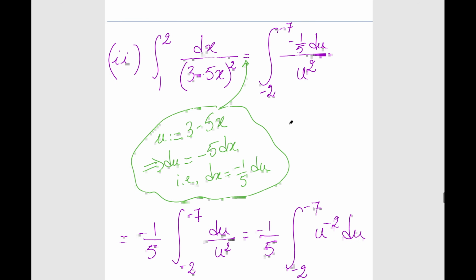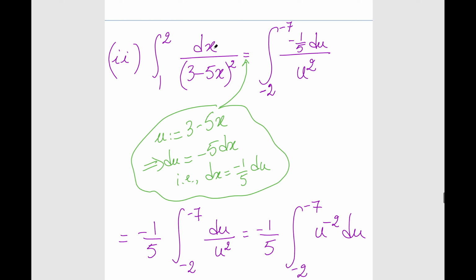By the way, I hope you realize that when x reaches its lowest bound, u is reaching its upper bound, because negative 2 is bigger than minus 7, right? And this is reasonable because the function is decreasing. Look at the substitution, 3 minus 5x, isn't it a decreasing line? So the lowest becomes the largest, and the largest turns out to be the lowest, right? But we don't flip.